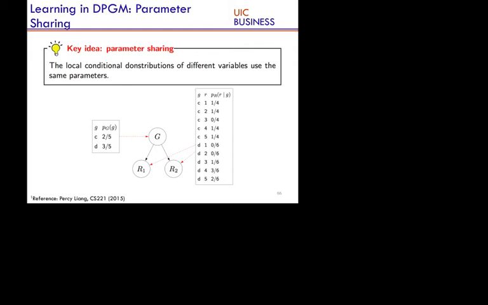Which is P of R given G, and the way I'm going to fill this table is the same as before. For the 2 values of G, comedy or drama, I'm just going to count how many ratings were 1, how many ratings were 2, and so on. Just counts.